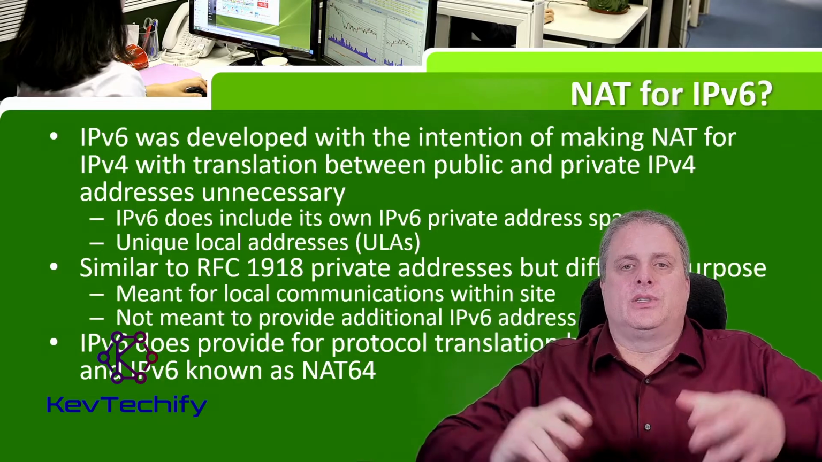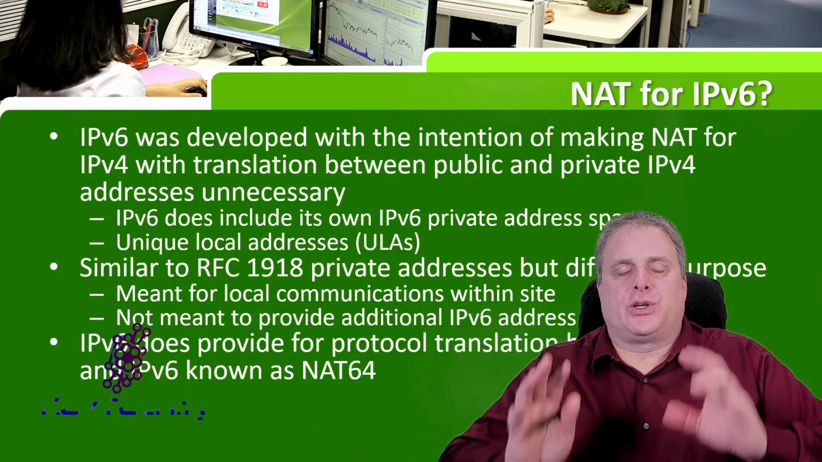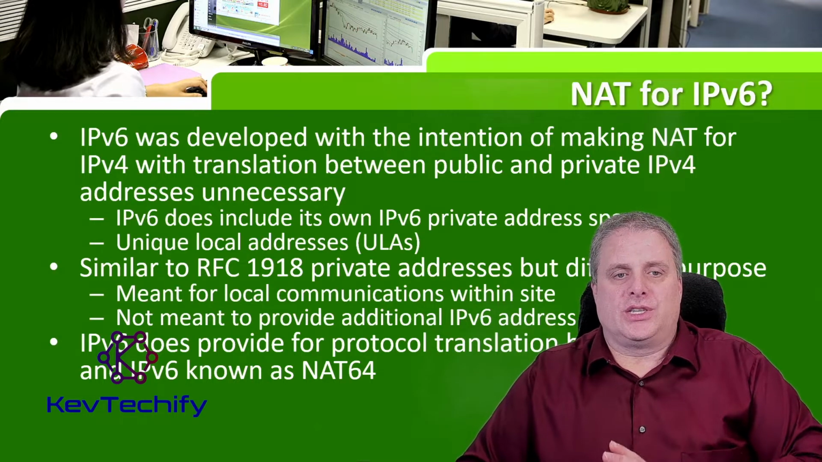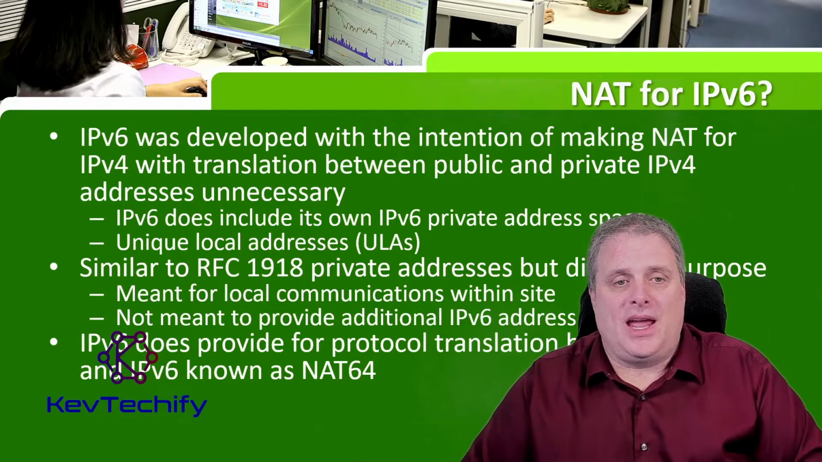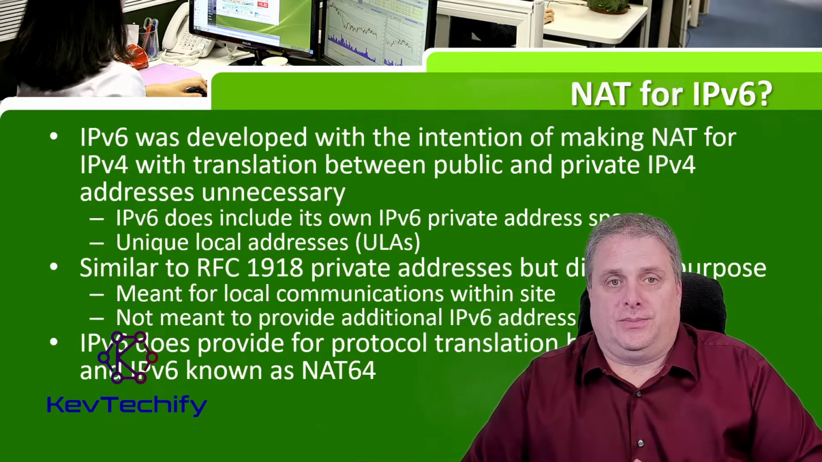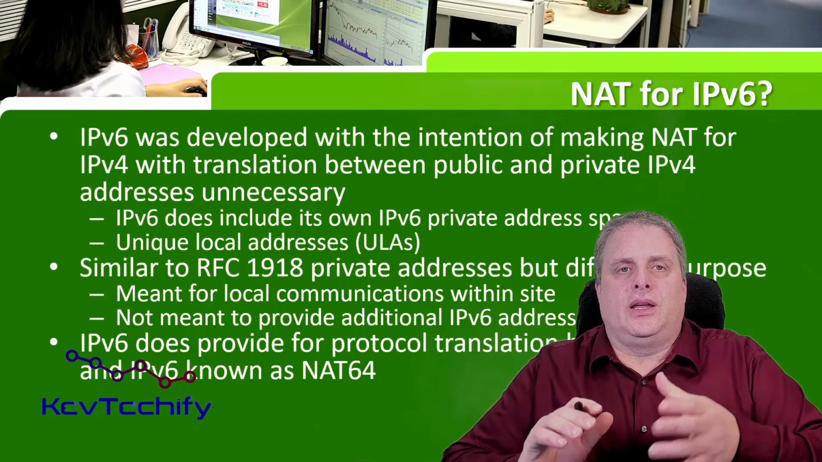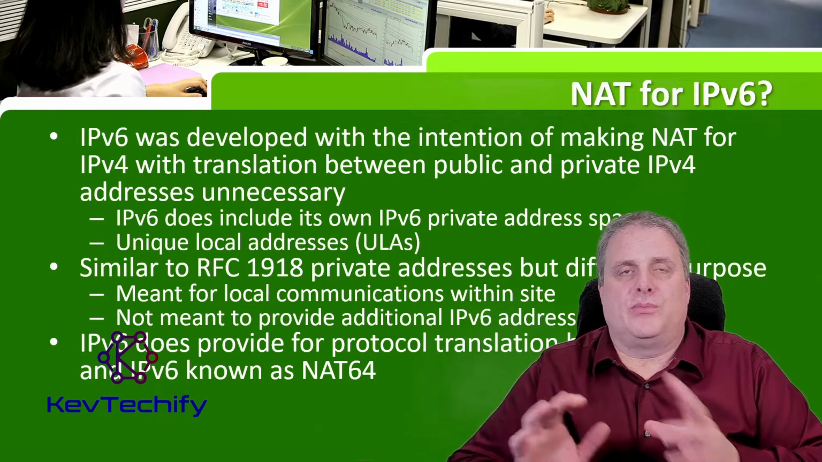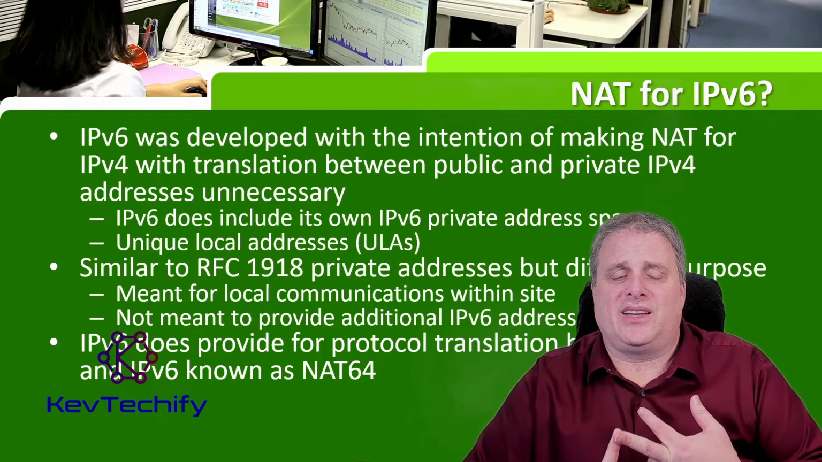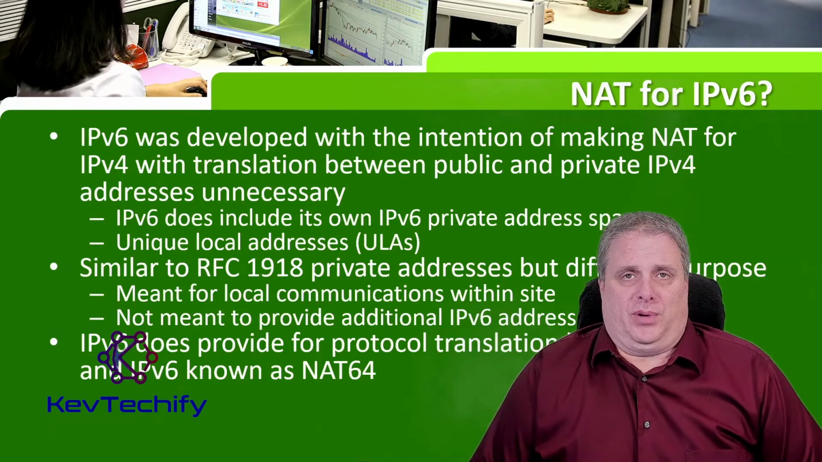IP version 6 was developed with the idea of not having to translate between public and private addresses. IP version 6 does not include private IP addresses. It uses instead a unique local address. A unique local address is similar to the RFC 1918 private addresses, the 10. addresses, 172.16, 192.168 addresses, but they serve a completely different purpose.